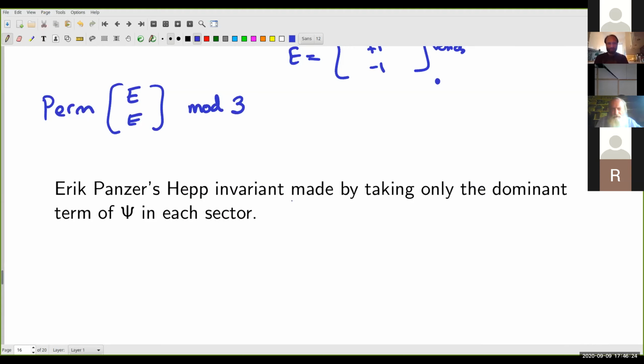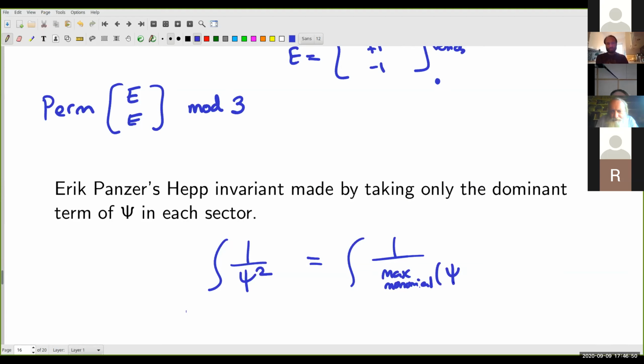Eric Panzer made this HEP invariant, and how did you do that? You take only the dominant term in the Kirchhoff polynomial in each sector, right? So it looked like this, and for any given choice of the variables here, there's going to be 1 monomial that's going to be dominant, and so you just take that. So it turns into, instead, like the max monomial. This isn't actually notation, but you know what I mean. You take that max monomial. Yeah, you do that guy.